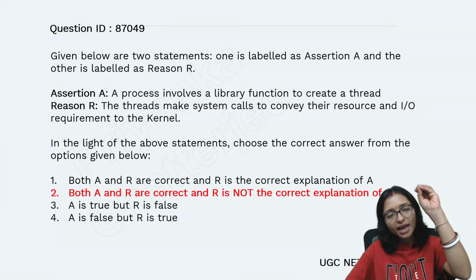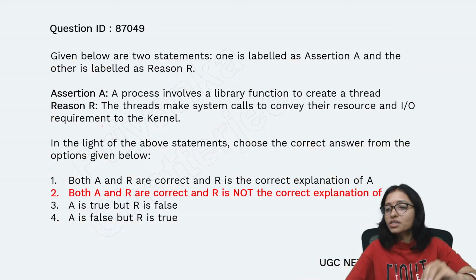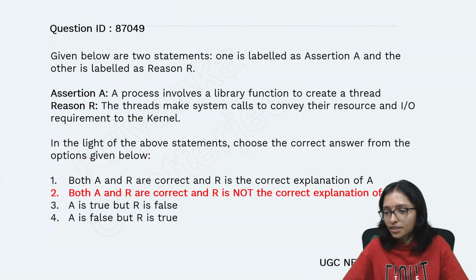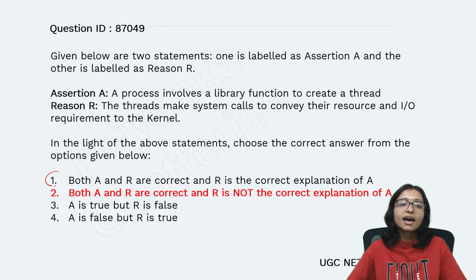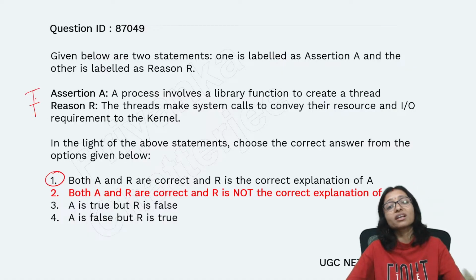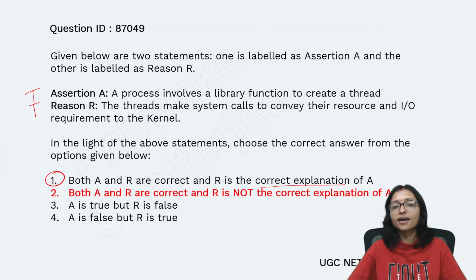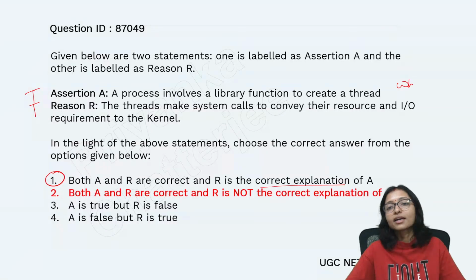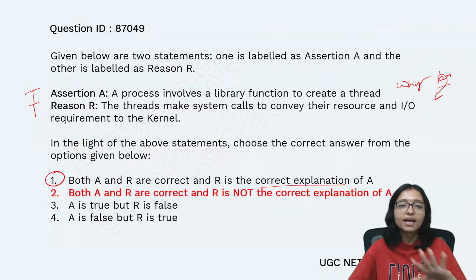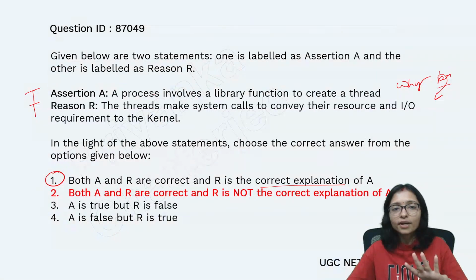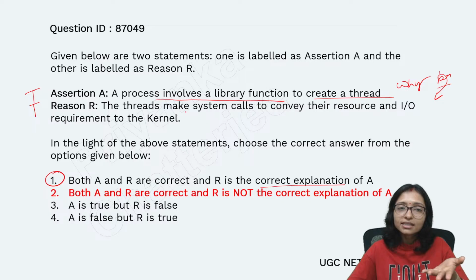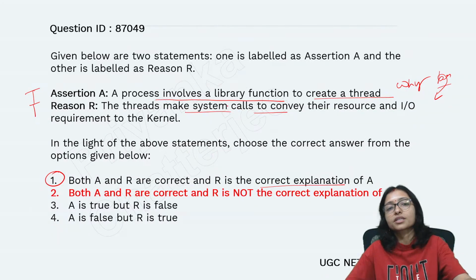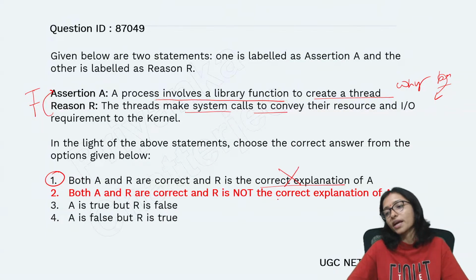Here also, most important, I am telling you again and again, whenever, like Gulshan did the common mistake, in assertion and reason, whenever both are true, don't say it is the correct explanation right there. If you are getting the answer to why, why this is true, then only say so, otherwise not. Is it a supportive statement? The process involves a library function to create the thread. Now here, the thread makes, these are two different statements. The reason is not supporting the assertion. That's why it is not a correct explanation.